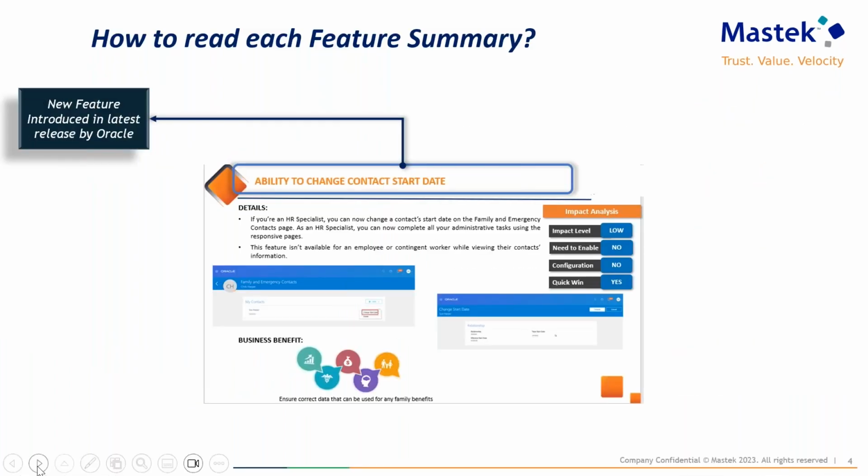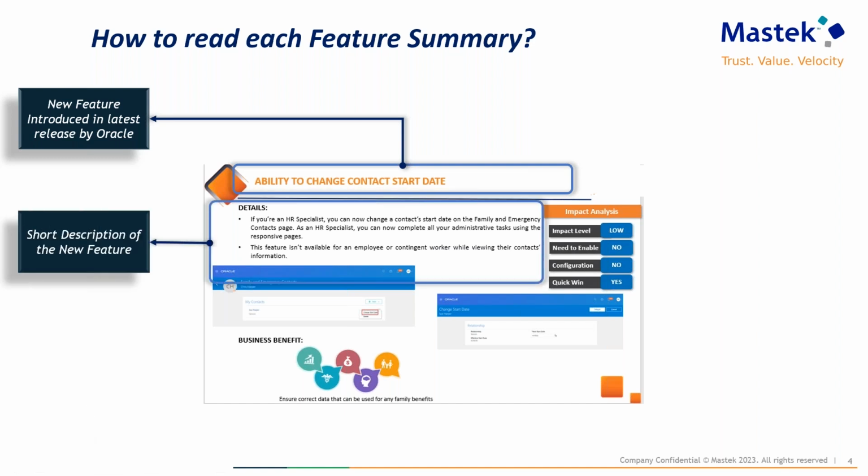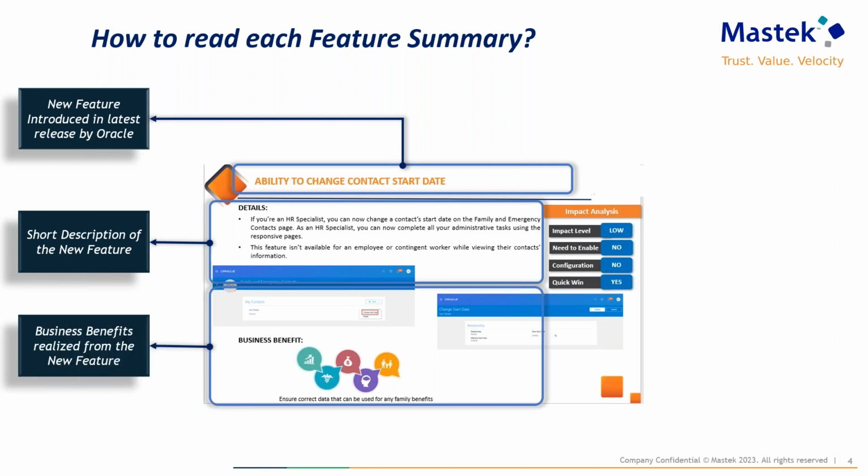This is to give you a glimpse of how we have crafted the structure of this session. The first thing you see is a list of new features coming into 24C, detailing the features, so you get a brief understanding of what the new features are all about. Next is the business benefits and important takeaways for you as a decision maker.